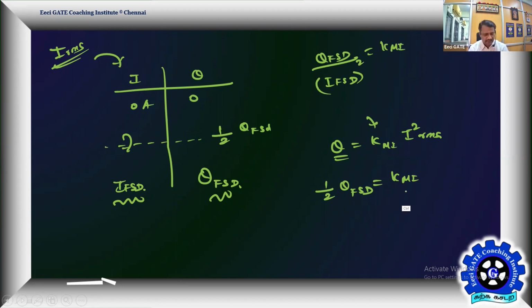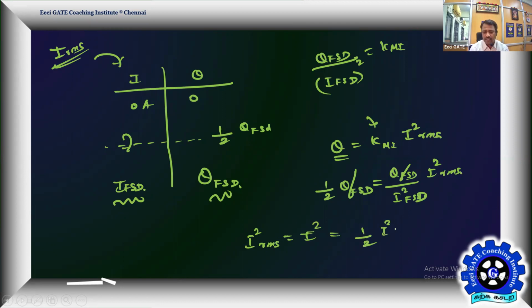Okay, substitute that. I want half of your full scale deflection. What current will produce half scale deflection? That's my question now. So K is known: theta FSD divided by I square FSD. Now this is I square RMS. Theta FSD will get cancelled. So what is the I square RMS needed for half scale deflection? Shortly, take it as I square. That is equal to half of I square FSD.